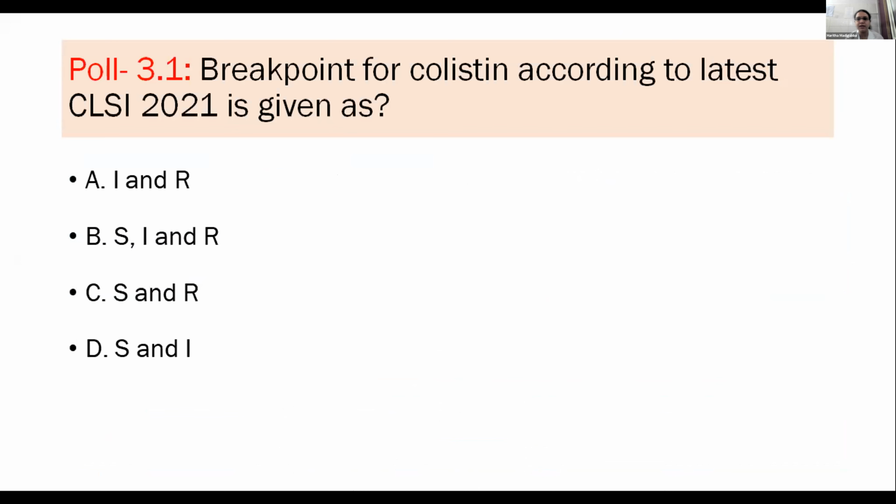First, the breakpoint for colistin according to the latest CLSI 2021 guidelines is given as? What would be the option here? A, correct. It is intermediate and resistant. There is no sensitive breakpoint as of now. According to EUCAST, what would be the option? Again, A, S and R, very good. So according to CLSI, the breakpoint for colistin is I and R, and according to EUCAST, it is still S and R. They don't have the I breakpoint.